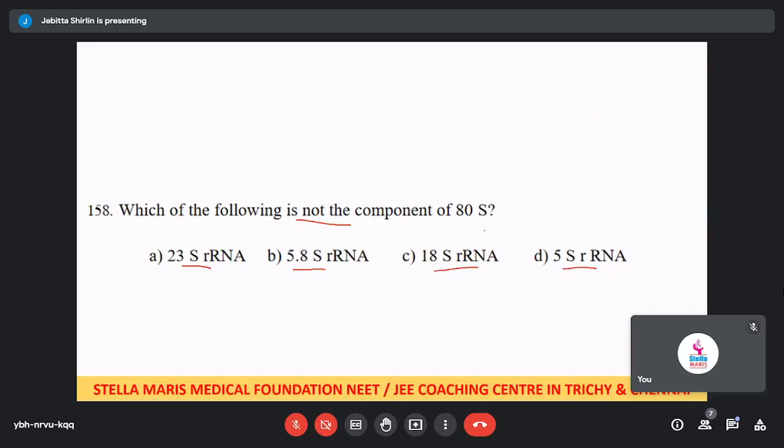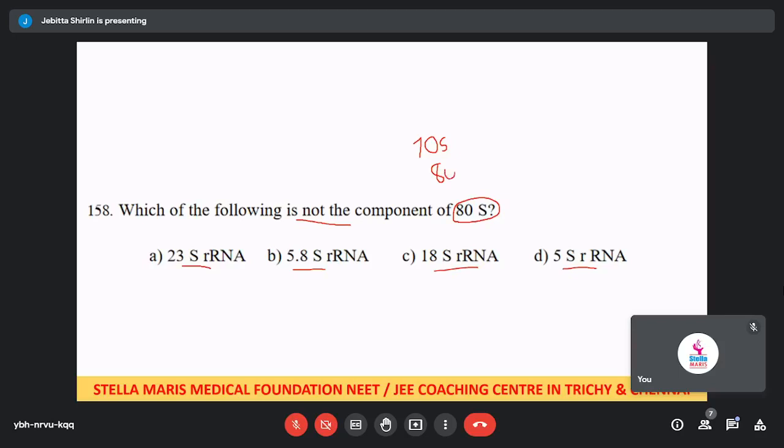What is the component of the 80S type of ribosome, my dear? When you look at the prokaryotic ribosome, it is 70S type. The prokaryotic ribosome is of 70S type and the eukaryotic ribosome is of 80S type.